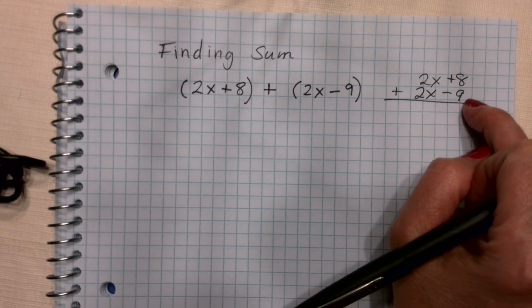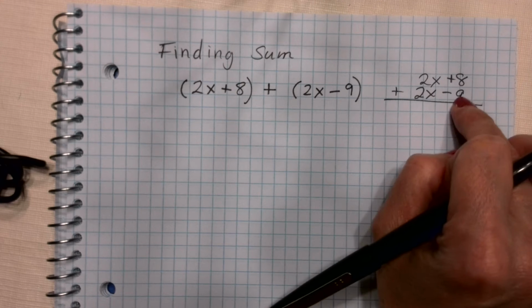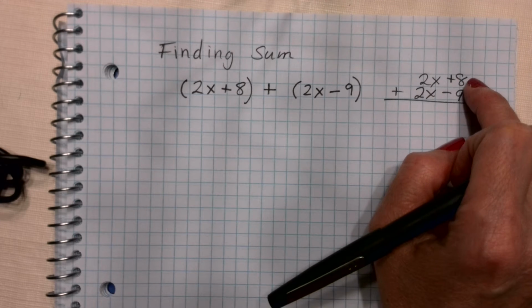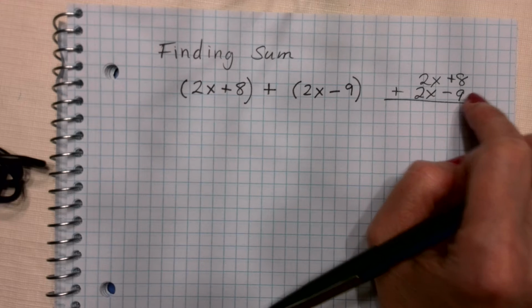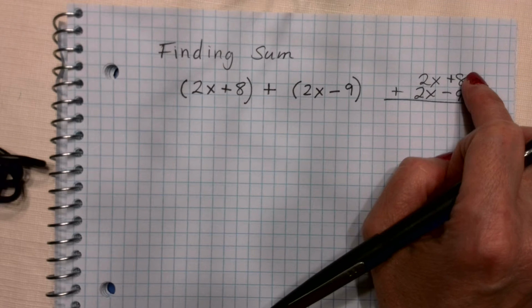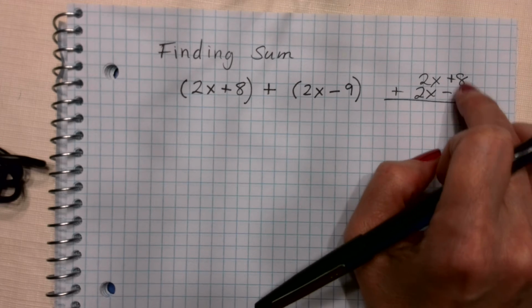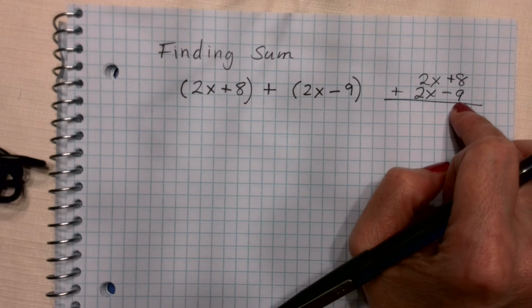So this is where your integer rules come in. So you're adding these together. You have 8 positives and 9 negatives. You have more negatives than positives. And because they're opposite signs, you would subtract their absolute values.